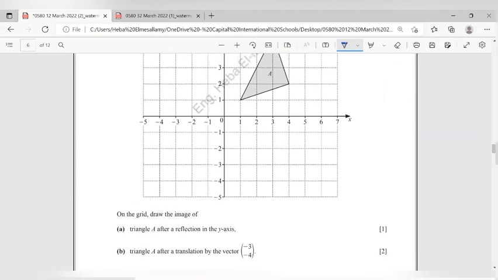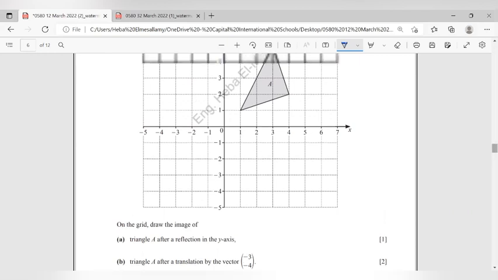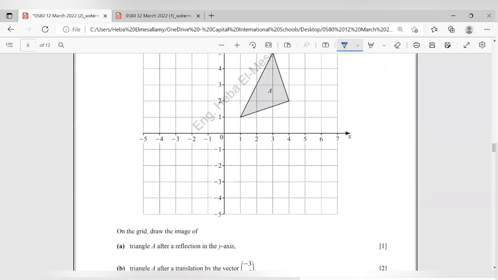Triangle A after reflection, we are going to draw the image of this triangle after a reflection in the y-axis. Triangle A after a translation by the vector -3 and 4. Let's do the reflection first. The reflection is on the y-axis, in other words, on the line x equals 0. So it could be written as y-axis or on the line x equals 0.